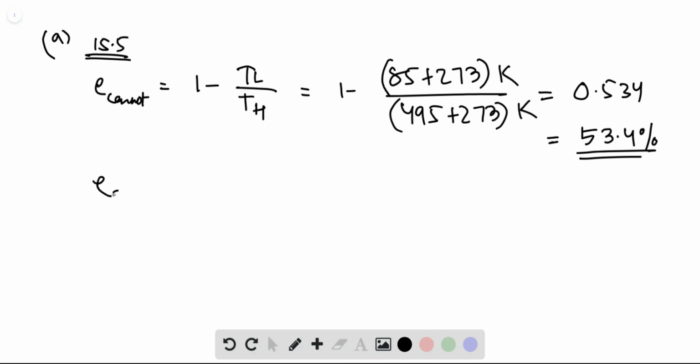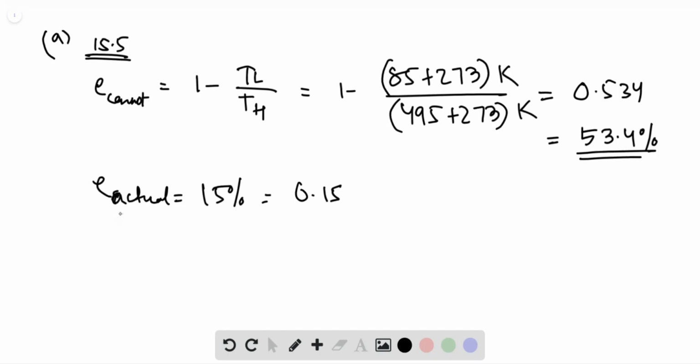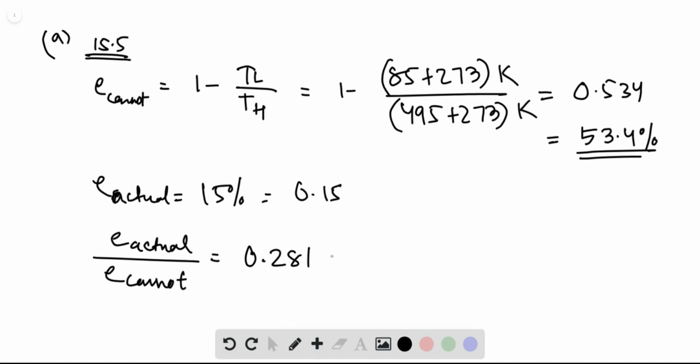And the actual efficiency is given to be 15% or 0.15. So if we compare these two, the engine's relative efficiency will be E actual over E Carnot, and that is found to be 0.281 or 28%.